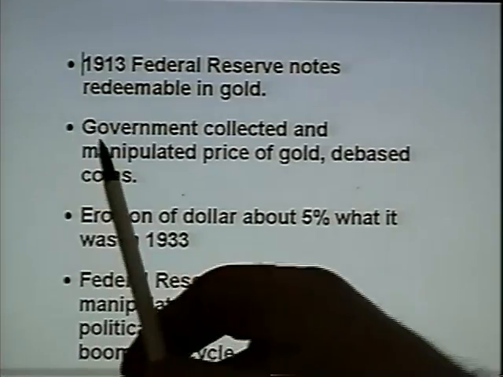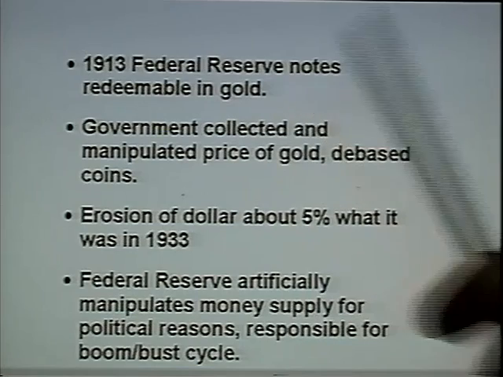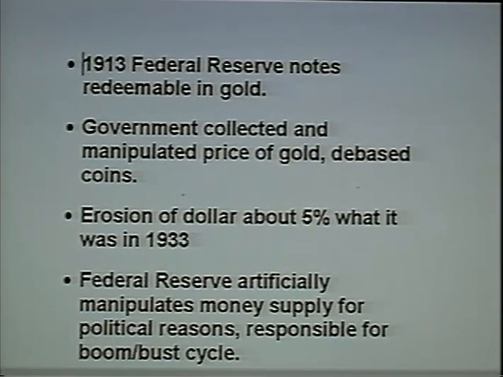In the 30s, they collected and manipulated the price of gold. In other words, it was illegal to hold gold. Any gold you had had to be turned into the government. The government upped the price of that gold artificially, and overnight debased everybody's money. They debased the coins. The coins are no longer gold and silver. They even changed the scenario where federal notes used to be redeemable in gold. That's not happening anymore. You can't get gold for your Federal Reserve notes. The erosion of the dollar has put the dollar at about 5% of what it was in 1933.